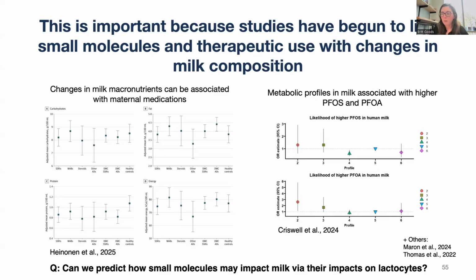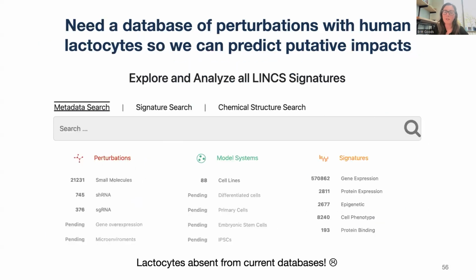And so how can we actually predict if small molecules might impact milk via their impacts on lactocytes? Because at the end of the day, the lactocytes are really the ones who are producing and serving as the gatekeepers for things that end up in milk. Is there a way that we could rationally predict how therapeutics might impact milk composition and lactocyte function?